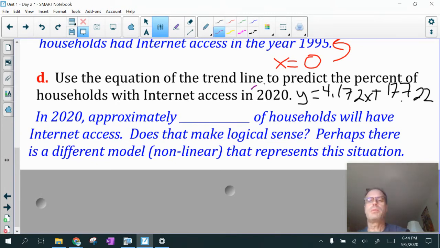I'm going to say, well, wait a second, 2020. Can I just plug 2020 in for the number of years? Be careful, folks. Remember, we never used 2020. As a matter of fact, we didn't use 1995. We had to convert these into the number of years after 1995. So my x value that I'm actually working with here is 25 years.